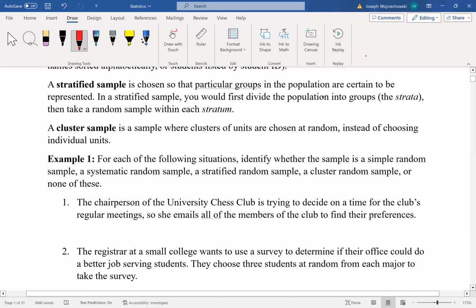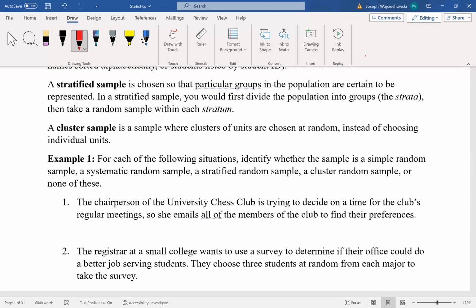A stratified sample is chosen so that particular groups in the population are certain to be represented. In a stratified sample, you would first divide the population into groups or strata, then take a random sample within each stratum. So we'd have different groups and we'd randomly pick some people from each group.